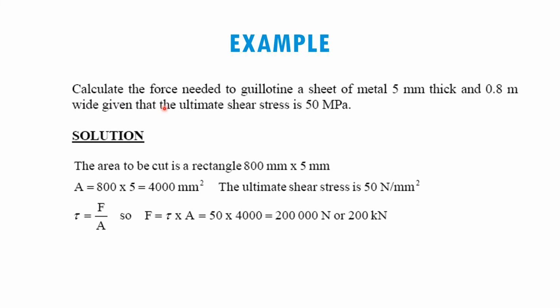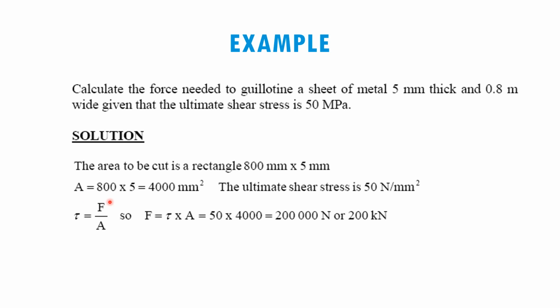Calculate the force needed to guillotine a sheet of metal 5 mm thick and 0.8 meter wide, given that the ultimate shear stress is 50 MPa. The ultimate shear stress is already given, 50 MPa, and what we need is to calculate the force needed to guillotine the sheet. So the area to be cut is, if we look into the equation, tau equals F over A, right? So now you have to calculate the value of A in order to get the value of F, since tau is already given as 50 MPa.